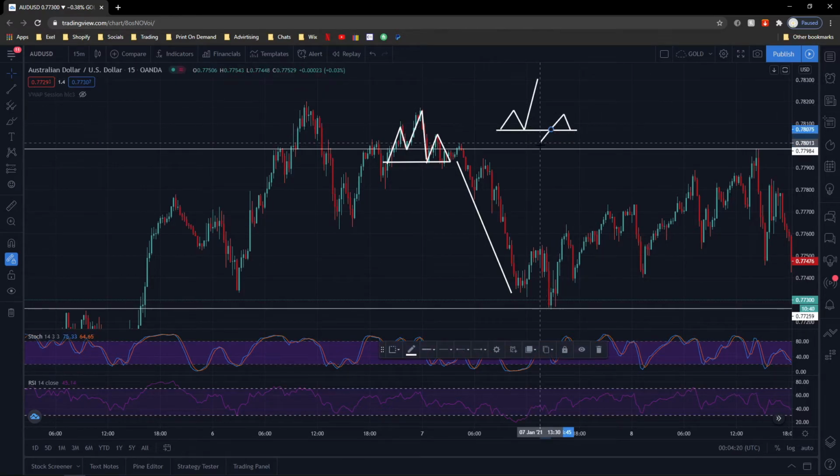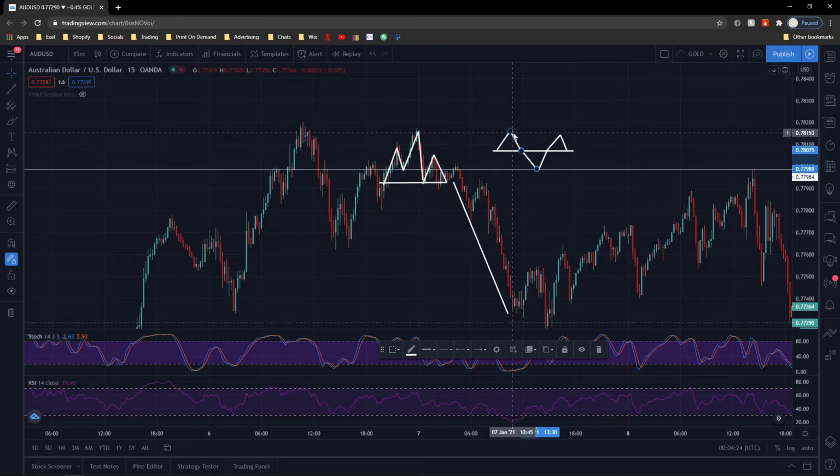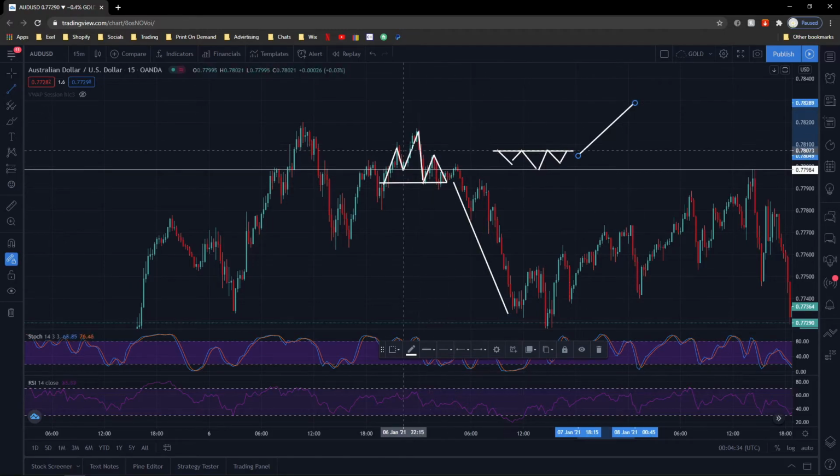So we can just do this. Let me just do this real quick. That is an inverted head and shoulders, pretty much right there. There we go. You guys get what I'm trying to say, yeah? So that is an inverted head and shoulders. This inverted head and shoulders is the start of an uptrend. The normal head and shoulders is the start of a downtrend.